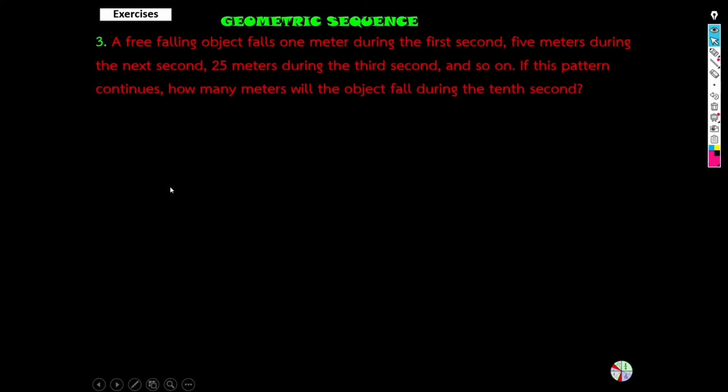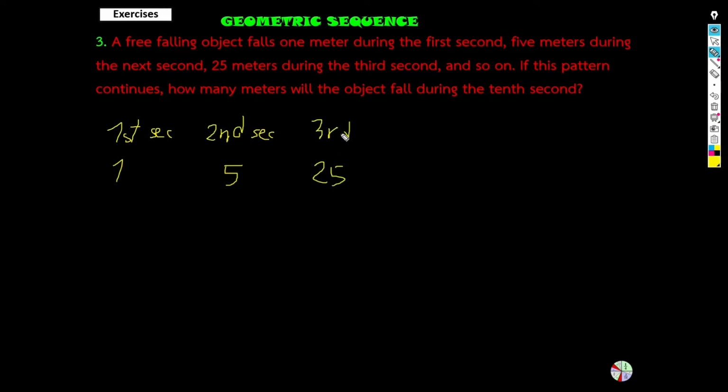A free falling object falls 1 meter during the first second. Okay, in the first second, 1 meter. Okay, 5 meters during the next second, so that's the second second, that will be 5, and then 25 for the third. Okay, and so on and so forth. If this pattern continues, how many meters will the object fall during the 10th second?